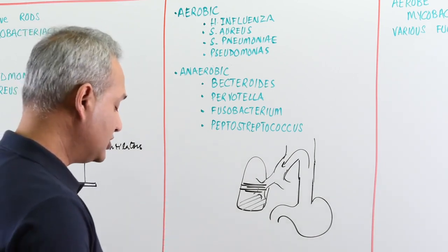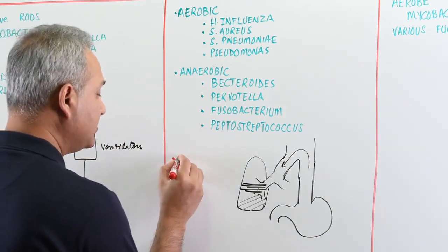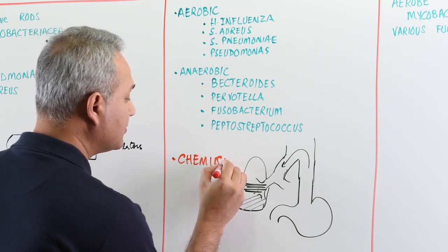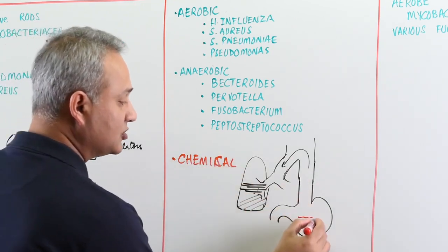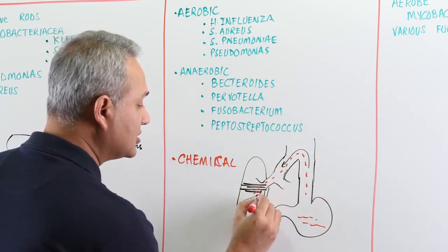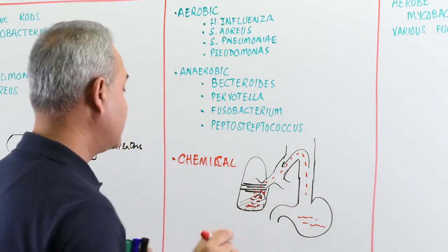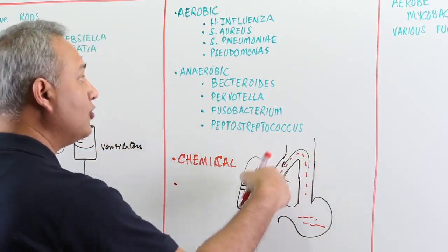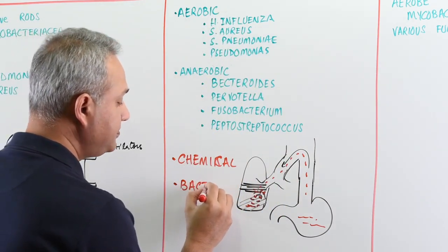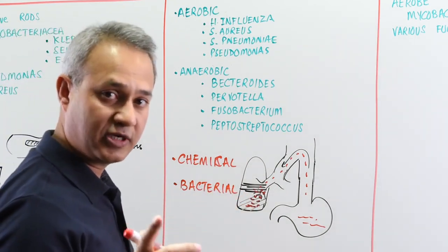So when the aspiration goes there, the two types of pneumonias that can occur are chemical pneumonia, and that is because of irritant gastric juices, the irritating acids from the stomach that will come in and cause pneumonia. That is called chemical pneumonia. Or, of course, the oral flora that would come in and cause bacterial pneumonia. So the aspiration can cause both chemical and bacterial pneumonia.